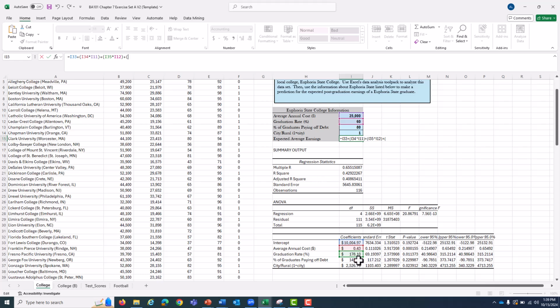And then, let's add to that the other two explanatory variables that we have. For each percent of past graduates who are currently paying off their debt, the expected earnings of a graduate goes up $141.48. So let's multiply that by the 80% of past graduates from Euphoria State that are paying off their debt. And then lastly, an institution that is in an urban location in the city has graduates who can expect to earn a little over $2,500 more once they graduate. Well, Euphoria State, because it has a 1 listed for its input for city rural, means that it is in an urban location, so the graduates can expect to make $2,526.79 more. Multiply those two together.